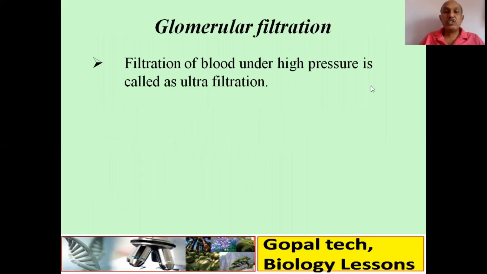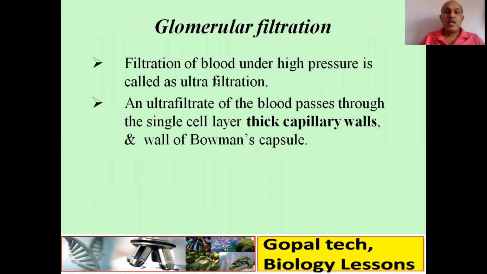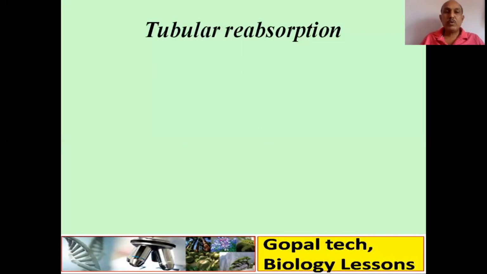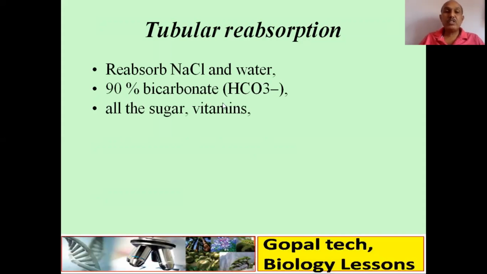Filtration of blood under high pressure is called ultrafiltration. The ultrafiltrate of the blood passes through a single cell layer thick capillary wall and the wall of Bowman's capsule. 7.5 liters per hour, about 180 liters per day in the human kidney. Out of that, around 1 to 1.9 liters of waste will be produced. Now, tubular reabsorption. It reabsorbs sodium chloride, that is salt, and water, 90% of bicarbonates, all the sugar, all vitamins. So everything will be reabsorbed here.